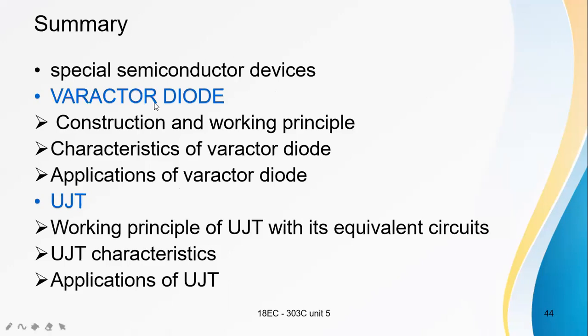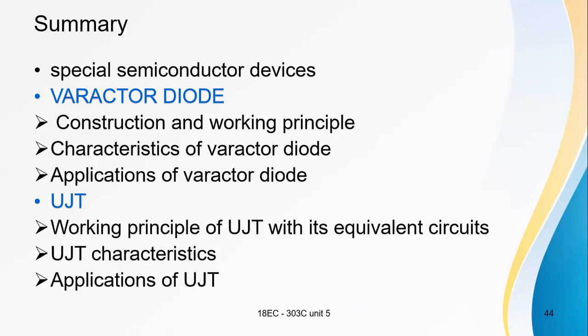And what is the summary of this session? We discussed some special semiconductor devices. What are special semiconductor devices? They are based on their method of fabrication, construction, and doping levels. The devices have some special characteristics, so that means these are used for special applications. Those are called special semiconductor devices. And again, we can say the devices which deal with light, related with light, are called optoelectronic devices.